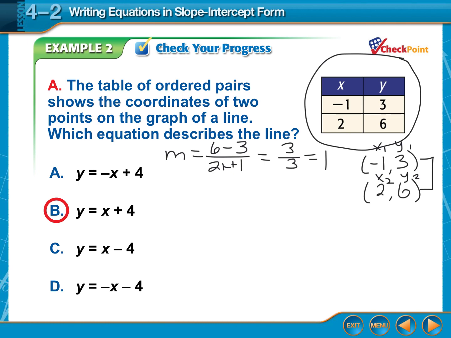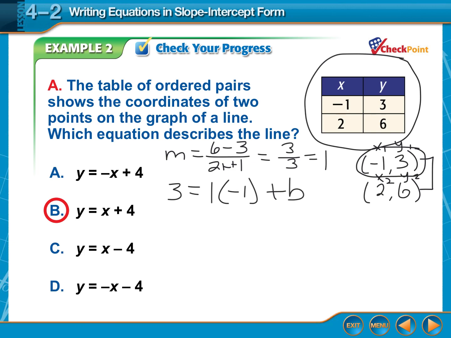Okay? Usually you try to pick the easier one, so I'm going to pick this one. I'm going to pick -1, 3. But you can do 2 and 6 also. Okay? So I have my X and my Y, so what's my Y? 3. My slope that we just found is 1. What's my X? -1 plus B.